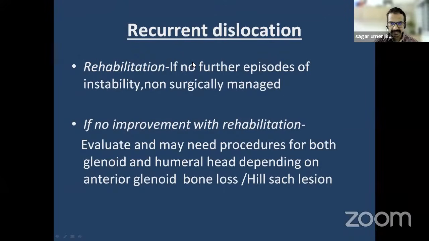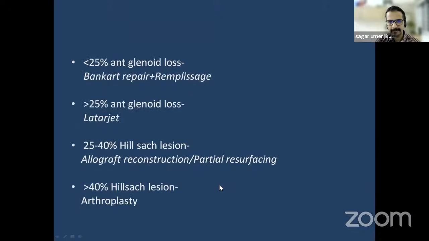Coming to recurrent dislocation, rehabilitation is the first line of management. We work with physiotherapy and rehabilitative exercises, and some patients really improve. They get adapted and know in what range of movement they get dislocation, try to avoid those movements, and are eventually managed non-surgically. If there is no improvement with rehabilitation, we evaluate and may need procedures for both the glenoid and humeral head, depending on the glenoid bone loss and Hill-Sachs lesion.